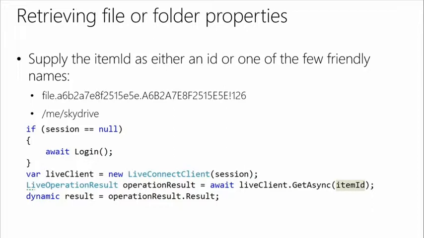verb on the operation. We're supplying the item ID that we wish to interact with, and we get back the operation result. So this, for example, if we'd supplied me/SkyDrive as the item ID, would bring us back an operation result that gives us information relating to me/SkyDrive. Which is a folder. Which is a folder in this scenario, yes. It's the root of your SkyDrive in reality.